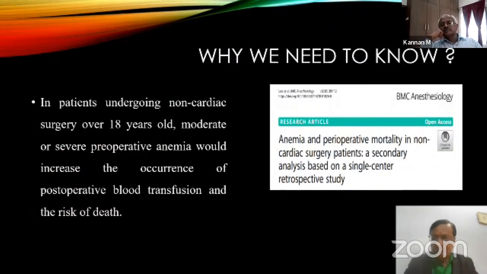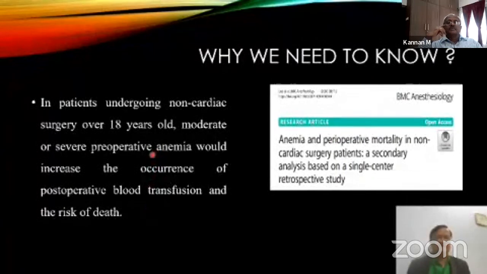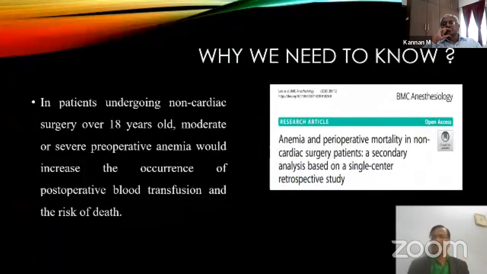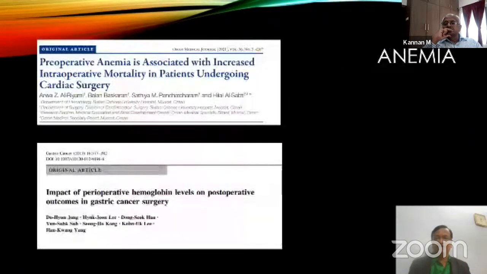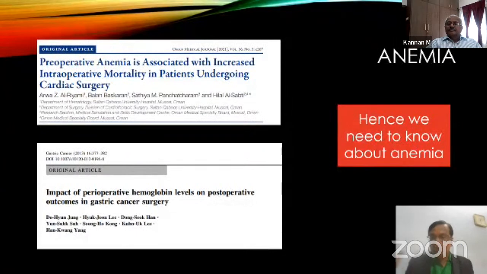So why was the topic given by the doctors? Why should we know about this topic, perioperative anemia management strategies? Now here you see, if the patient is 18 years old and is having moderate anemia, there is an increased chance of postoperative blood transfusion and there is some risk of death. So if there is preoperative anemia, there is an increased chance of transfusion and increased risk of death. This is one of the reasons that we need to understand what is perioperative anemia. Now you see here, in cardiac surgeries, in gastric cancer surgeries, everything's outcome depends upon your hemoglobin levels. Also, this plays a major role here. Hence, we need to know about this anemia and today's importance of this topic.